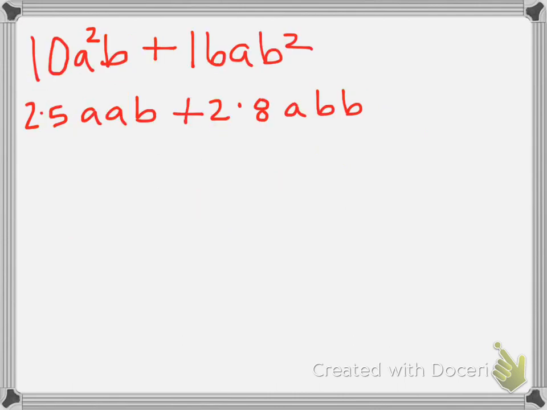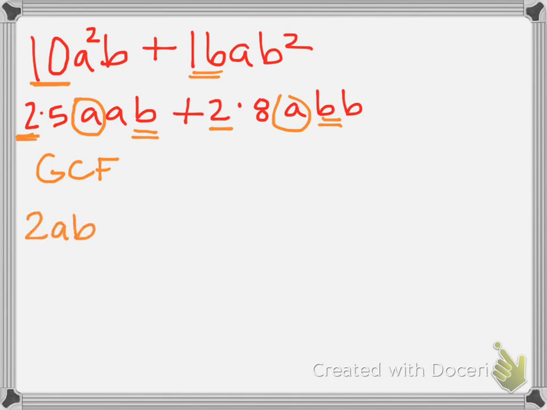Sometimes you might want to do this. Try to think about a common factor that these numbers have in common. They have a 2 in common, so that's going to be one thing I can take out. They both have an A in common, and they both have one B in common. So my greatest common factor is 2AB. That's what I'm going to take out. That's the greatest common factor.